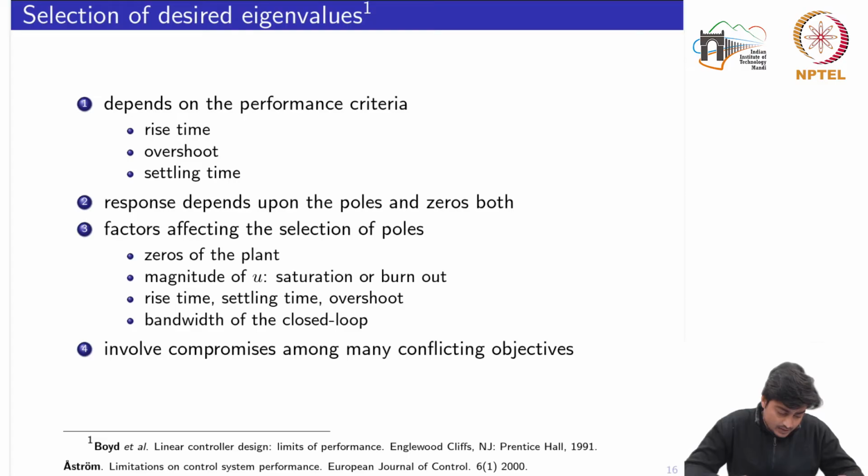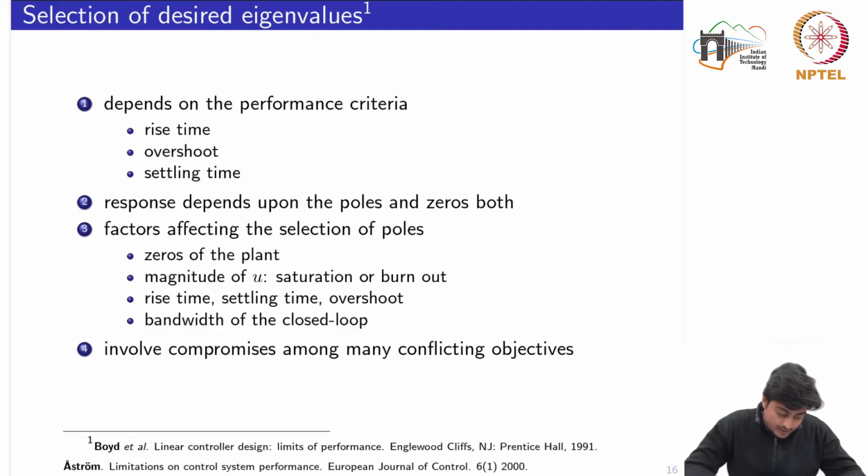There are different ways of computing the set of desired eigenvalues. Possibly you have studied in your UG control course some methods from the root locus diagram or from the Bode plot, by taking into account the transient and the steady state characteristics. First of all, it depends on the performance criteria we are targeting, meaning what our control objective is.